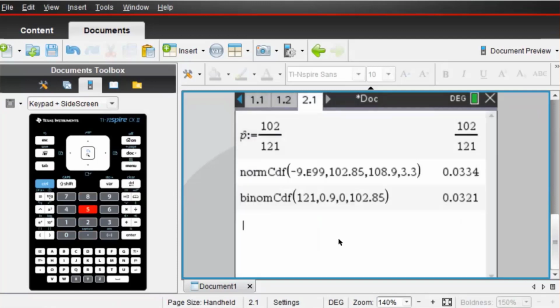And again, that answer sort of indicates what we got before: 0.0334 using a normal, and using a binomial, 0.0321. So they are very close. What I was also saying there is that rather than using 102.85, if I just use 102, then I get the same result there. So the binomial distribution has given me the same answer.